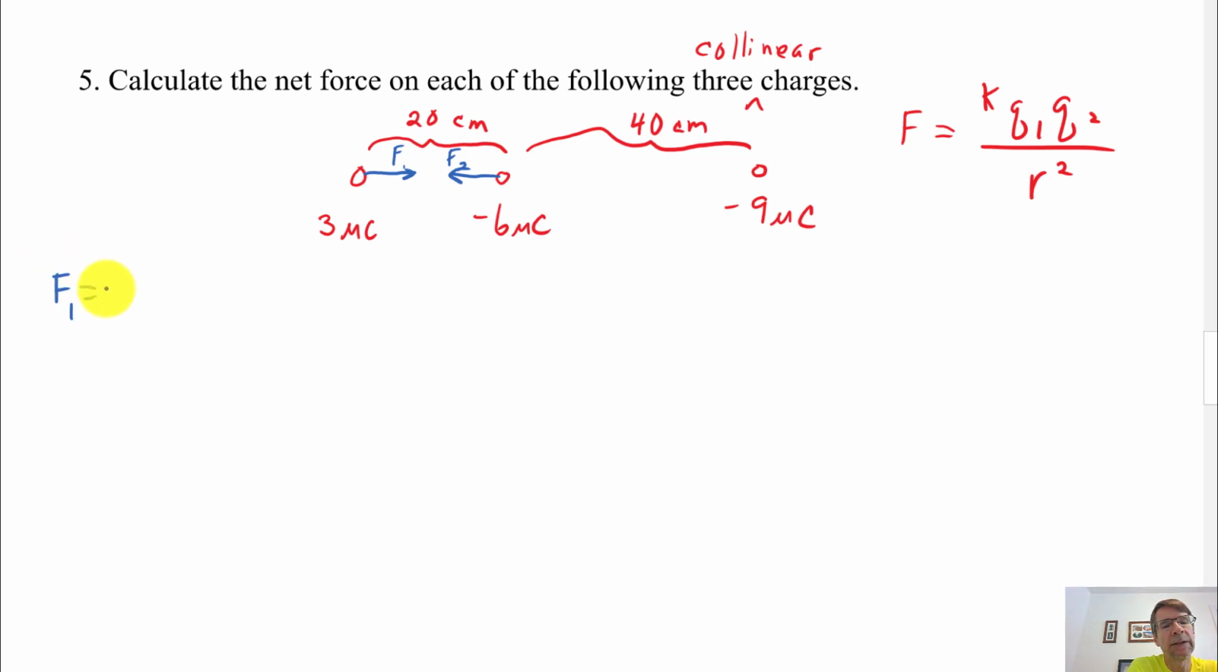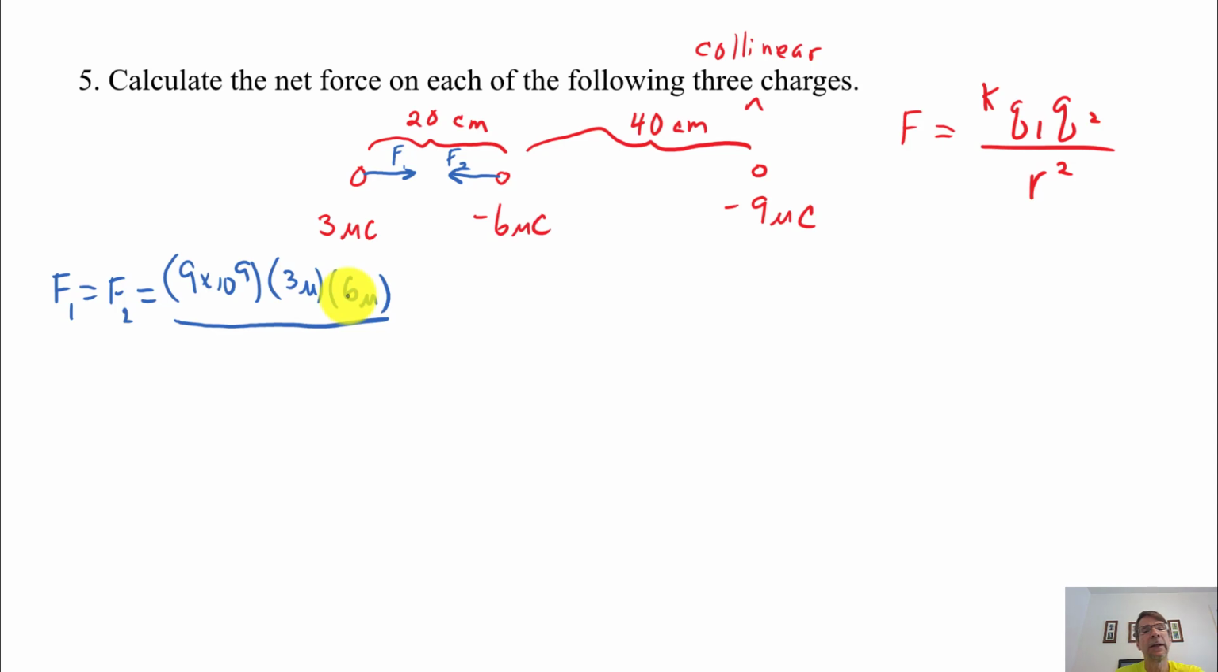So F sub 1 equals F sub 2 equals, I'm going to use Coulomb's law, 9 times 10 to the 9th times the product of the two charges, 3 micro. I've got to remember on my calculator that that's going to be 3 times 10 to the -6 times 6 micro. Don't need a negative. I've already included a negative with those arrows. The arrows show that the -6 and the +3 are opposite charges, opposite signs, so they attract. Divided by 0.20 meters squared.